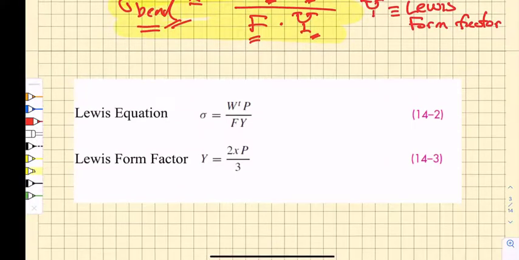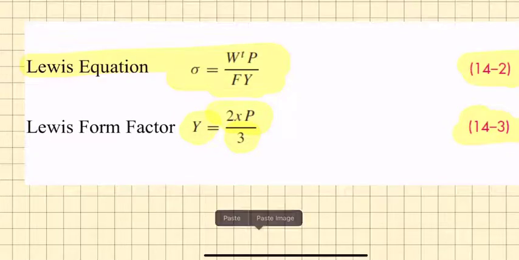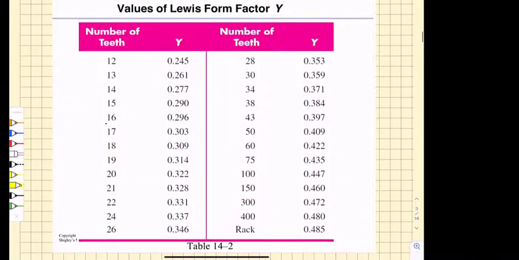That Lewis equation for the bending stress is something that we are going to use when we compare finite elements and Lewis bending stress calculations. It's a simple equation, 14.2 in the Shigley text. The Lewis form factor Y, which we just derived, is 2x times the diametral pitch divided by 3, and we use those equations to calculate the bending stress. Table 14.2 includes values of a Lewis form factor as a function of tooth counts. So you see that you can use this table for many different tooth counts, including a rack for a rack and pinion system.